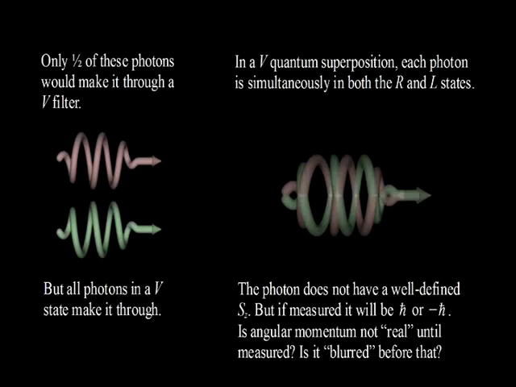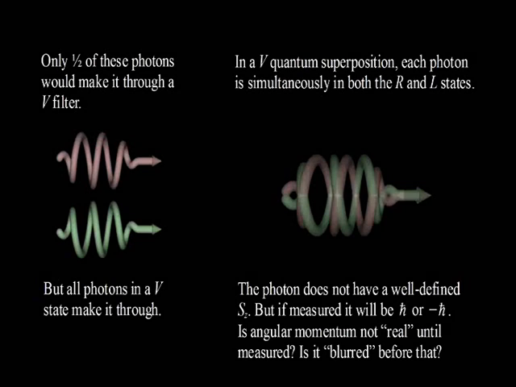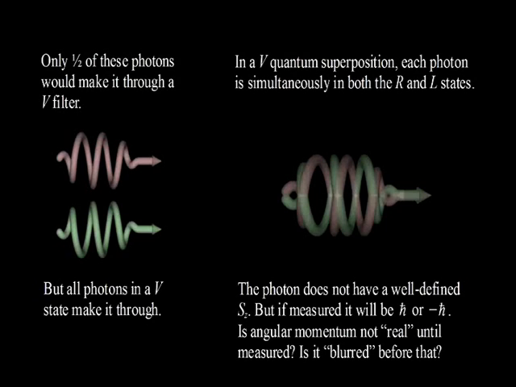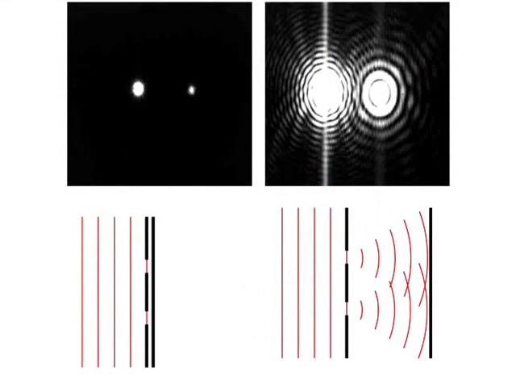We've seen that this does not mean that before measurement the angular momentum is either plus or minus h bar, right or left polarization, and the wave function simply represents our ignorance of which. No, the photon is in a very real sense simultaneously in both states, but a measurement will find it in only one state. Does this mean that the angular momentum is somehow not real until it's measured? Is it somehow blurred before that? Yes, very strange. Indeed, it's the same kind of strangeness we encountered in the two-pinhole experiment.